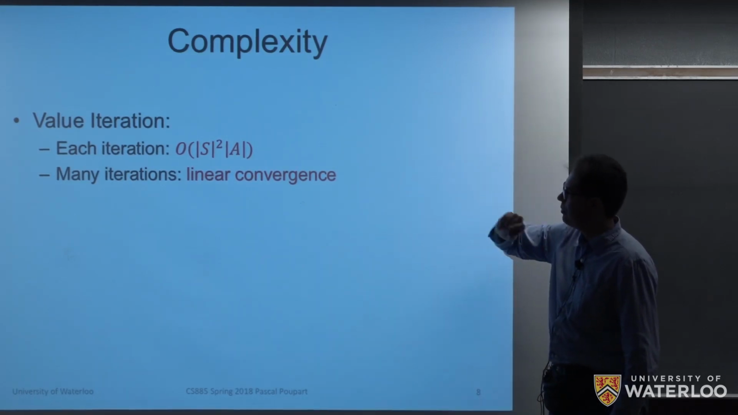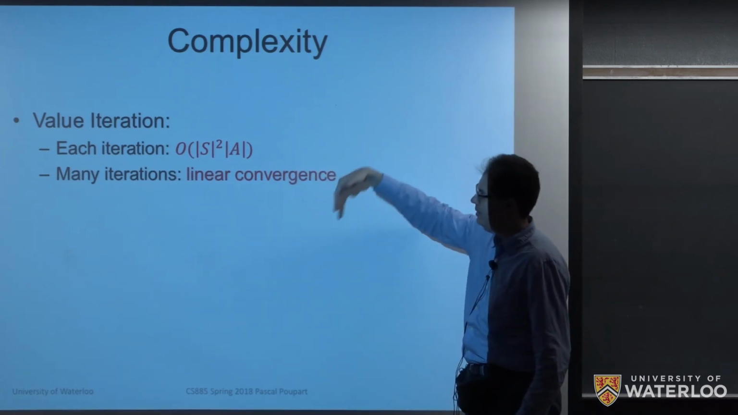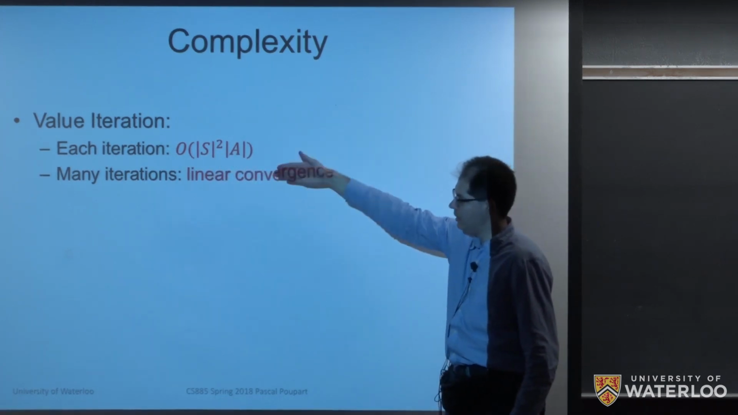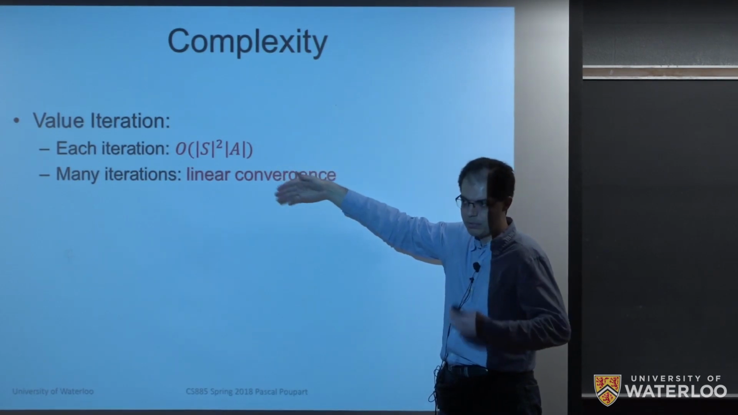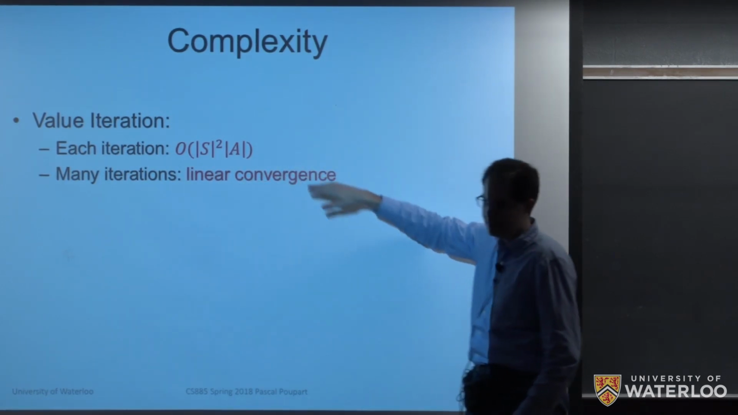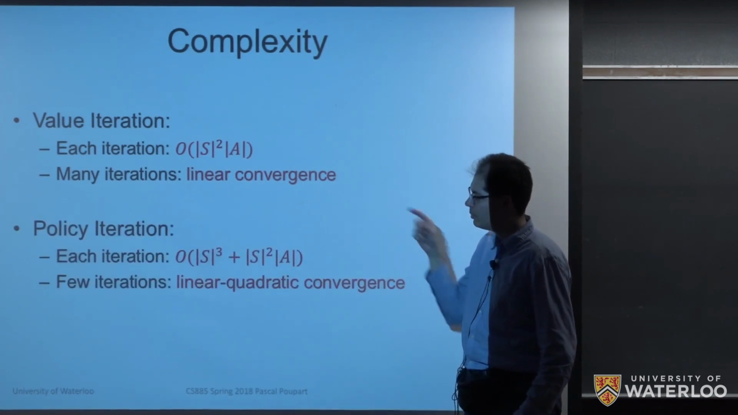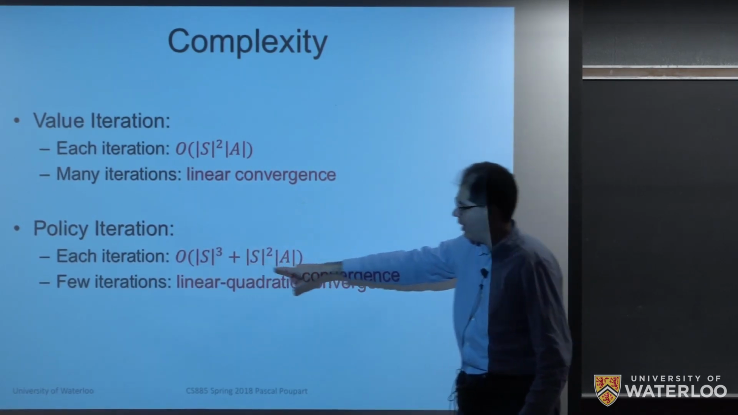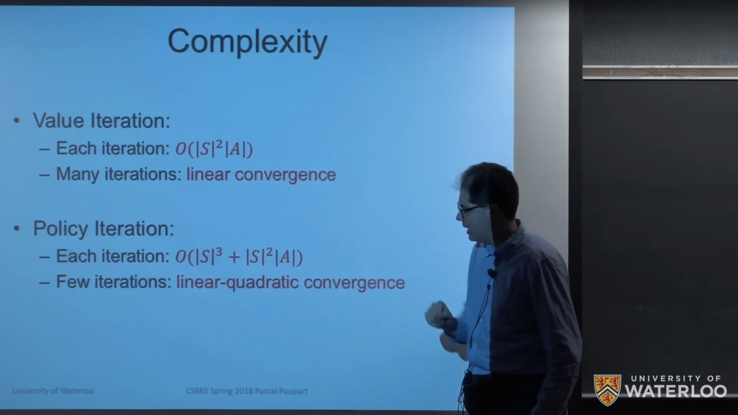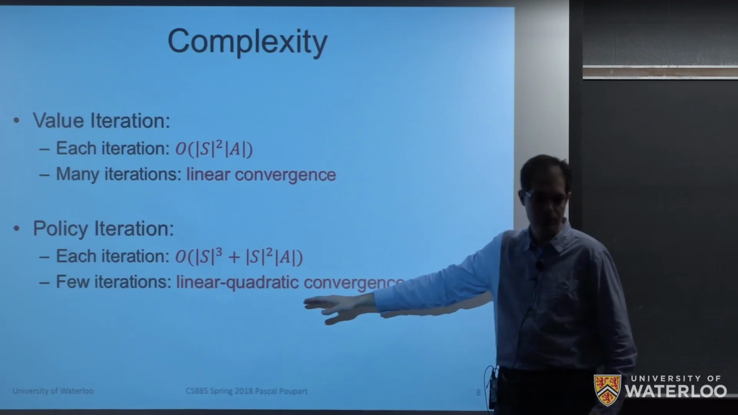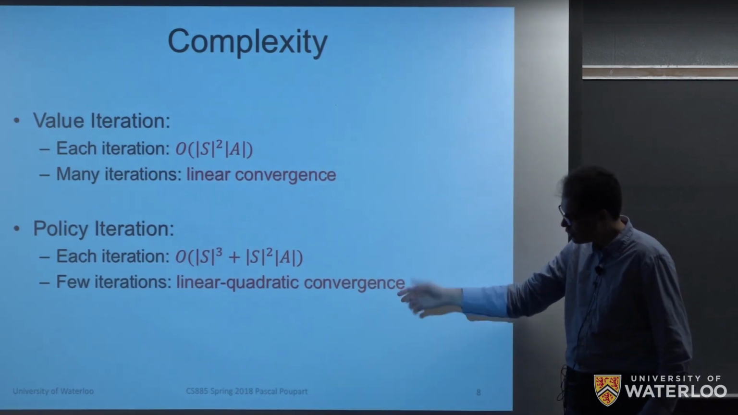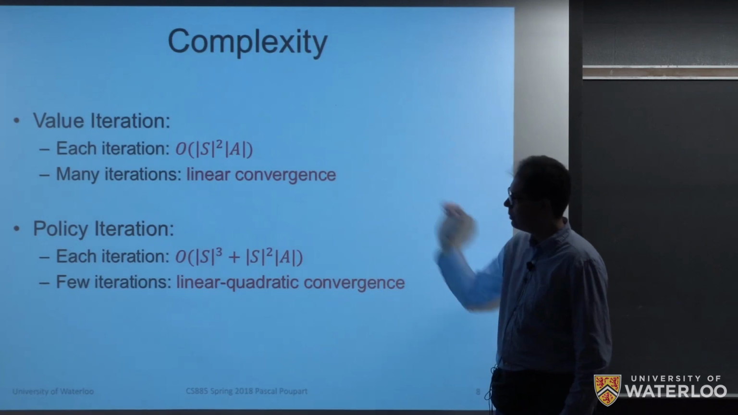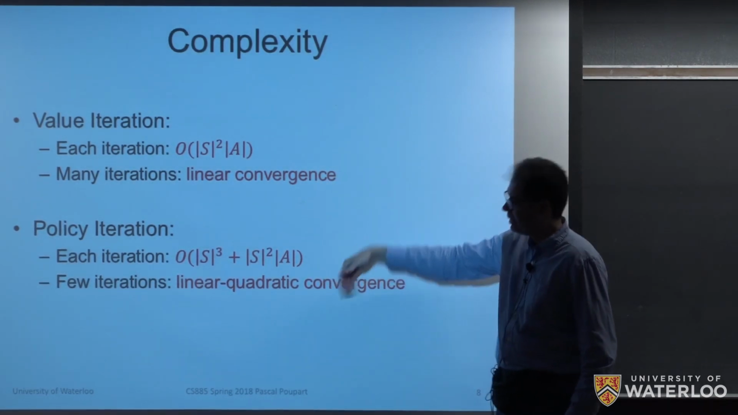Okay, so to summarize, for value iteration, we've already seen that at each iteration the complexity was S squared times A, and value iteration does take a large number of iterations, so the convergence is linear. Now, if we compare this to policy iteration, each iteration has a complexity that's cubic in S, and also still a term of S squared times A, but we're going to require fewer iterations most of the time, and the convergence rate is somewhere between linear and quadratic. Just to be clear, when I talk about convergence rate, quadratic is better than linear.